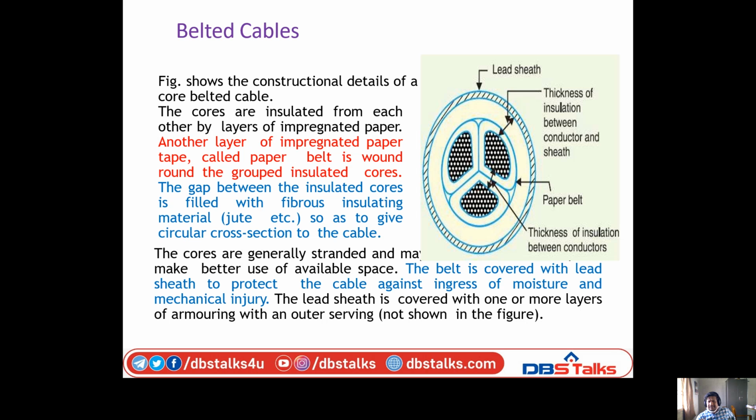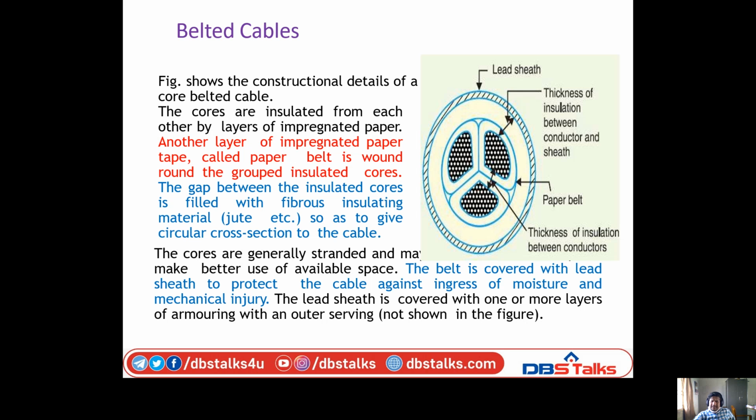The figure shows the constructional details of a three-core belted cable. The cores are insulated from each other by layers of impregnated paper. Look at the figure, another layer of impregnated paper called the paper belt is wound around the grouped insulated cores. The gap between the insulated cores is filled with a fibrous insulating material like jute. That means it gives a circular cross section to the cable.